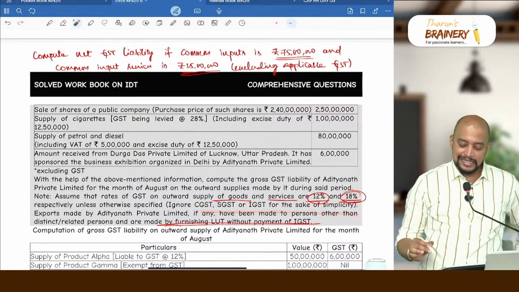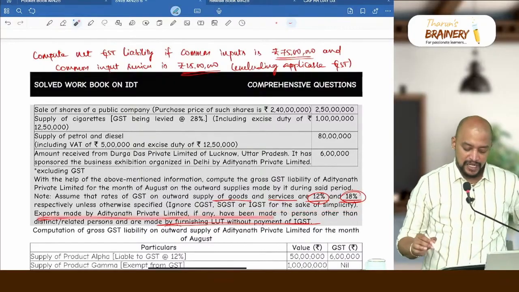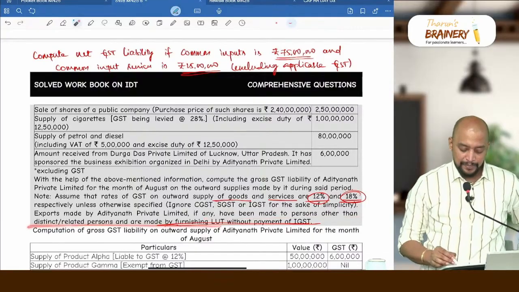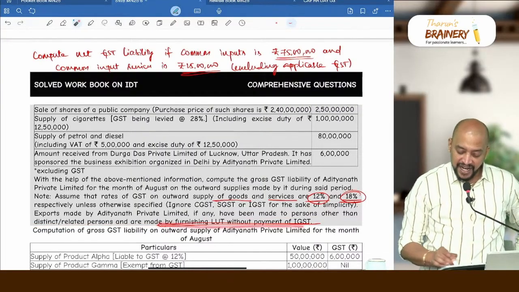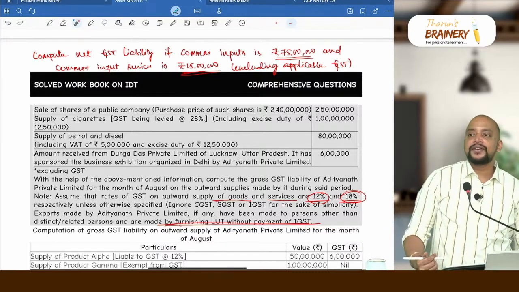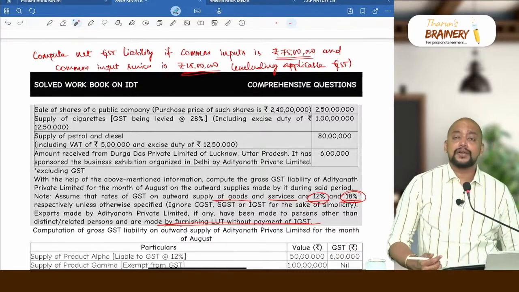Ignore CGST, SGST and IGST for the sake of simplicity. Exports made by Adityanath Private Limited, if any, have been made to persons other than distinct persons and are made by furnishing LUT without payment of IGST. That is, generally whenever they have given only exports, but the question is silent.